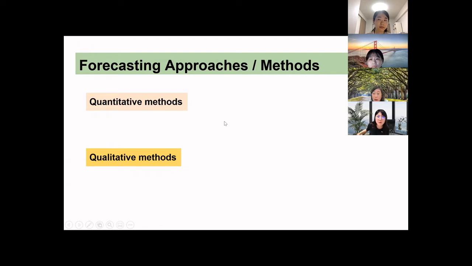About quantitative and qualitative. What is the first one? Quantitative. What do you think quantitative methods mean? Quantitative means how many. Yes, how many. So it is based on numbers. Okay. And versus qualitative. So qualitative is not numbers.